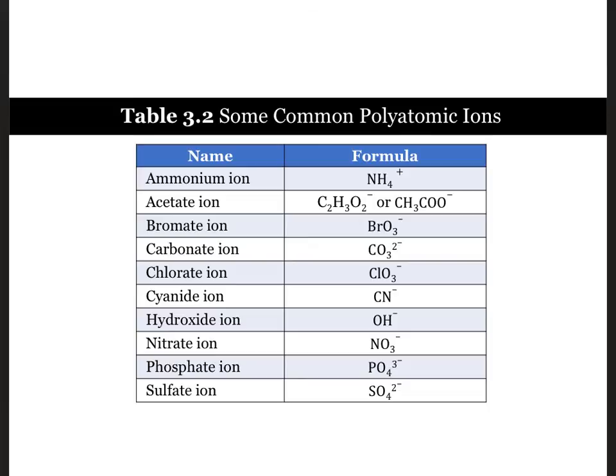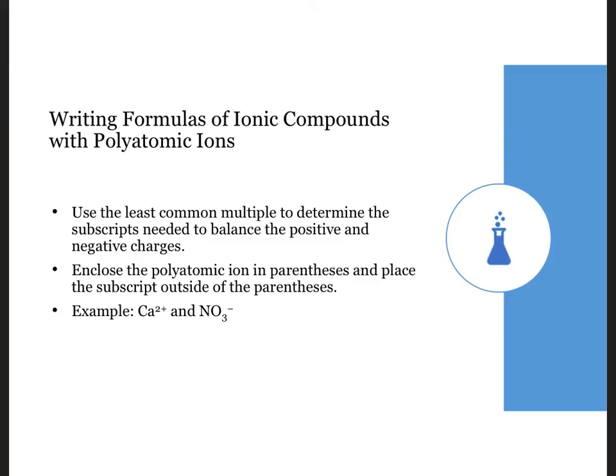Table 3.2 lists some common polyatomic ions. At a minimum, you'll want to memorize those listed on the Concepts to Memorize handout. We can use the drop signs cross charges method to write formulas of compounds containing polyatomic ions if we're sure to use the least common multiple of the ions to balance the positive and negative charges. If you need more than 1 unit of the polyatomic ion, you'll enclose the polyatomic ion in parentheses and place the subscript outside of the parentheses.